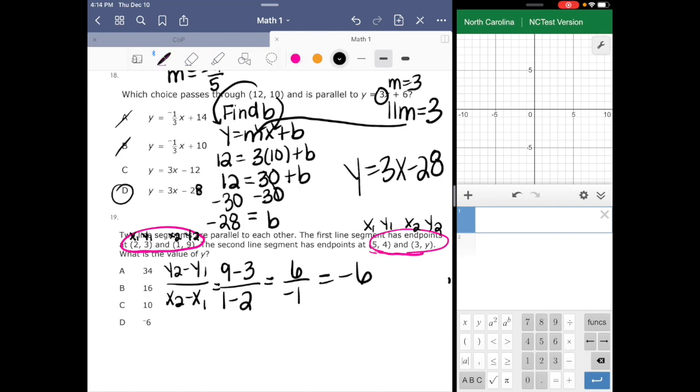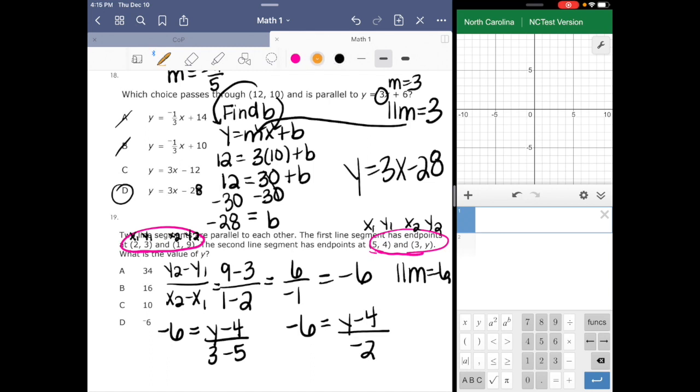Now I'm going to set up this next problem the same way, but this time I know that it should equal the parallel slope, because the parallel slope is negative 6. So negative 6 is going to be y minus 4 divided by 3 minus 5. So negative 6 equals y minus 4 over negative 2.